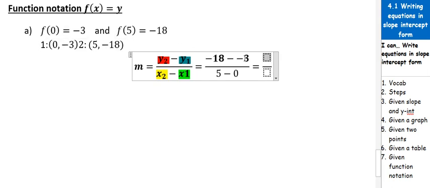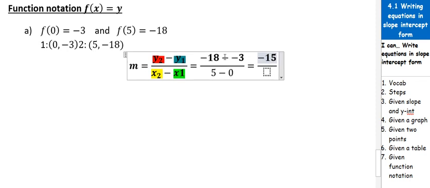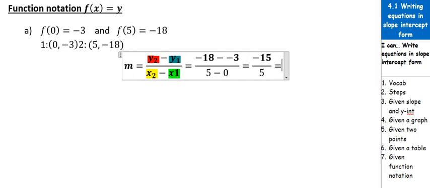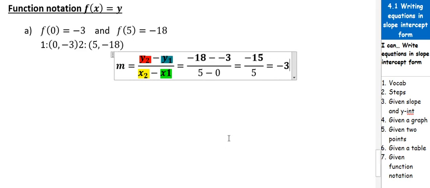Negative 18 minus negative, that means plus, gets me negative 15. Because I had negative 18 plus 3. And I have 5 minus 0, which is just 5. Again, I reduced my fraction. Negative 15 divided by 5 gets me negative 3. You can even use your calculator for that just to reduce it.